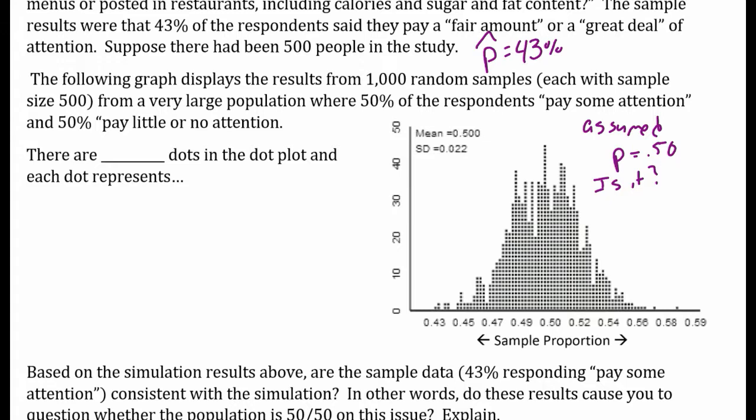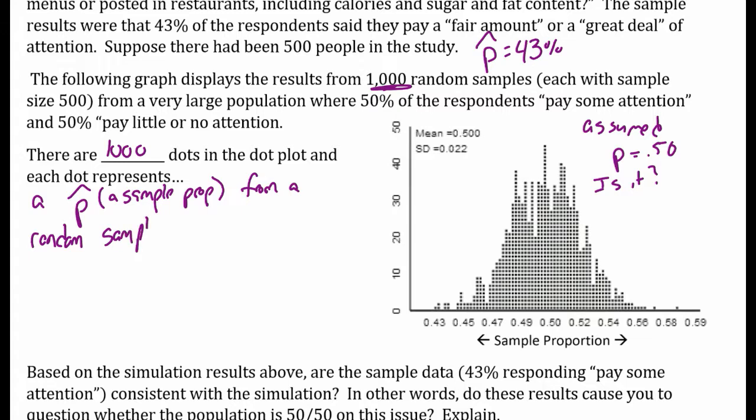So to understand this sampling distribution, we need to know that there are 1,000 dots in this dot plot because we did it 1,000 times. And each dot in that dot plot represents what? Each dot represents a p-hat, a sample proportion. A p-hat, remember, is a sample proportion from a random sample of size 500, of sample size 500.